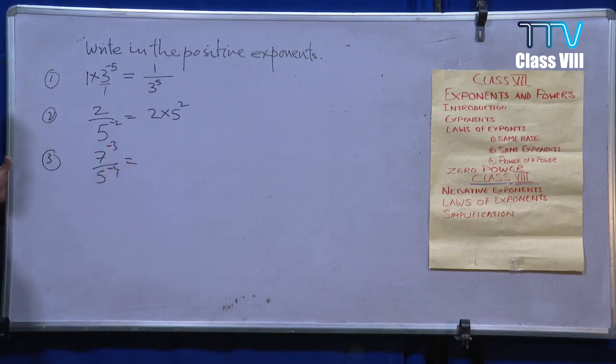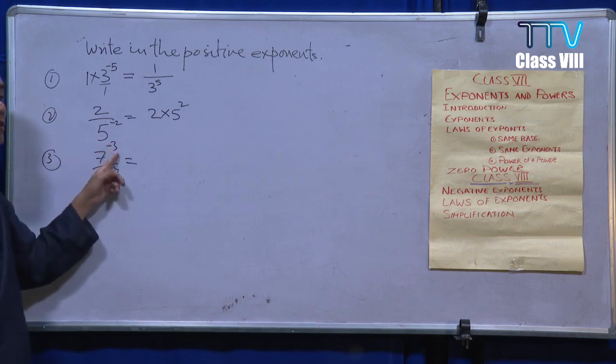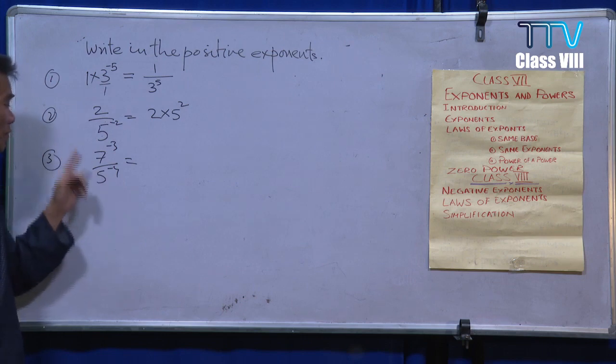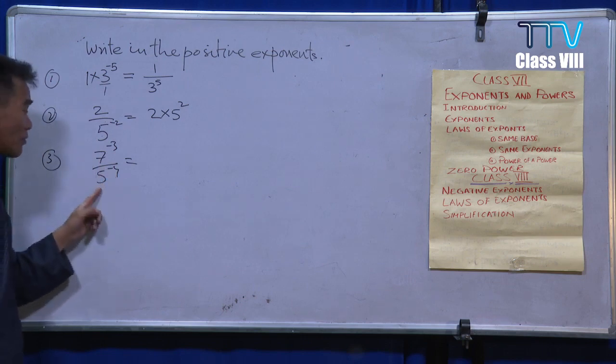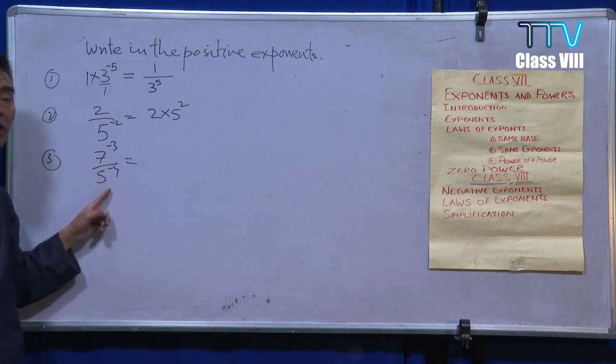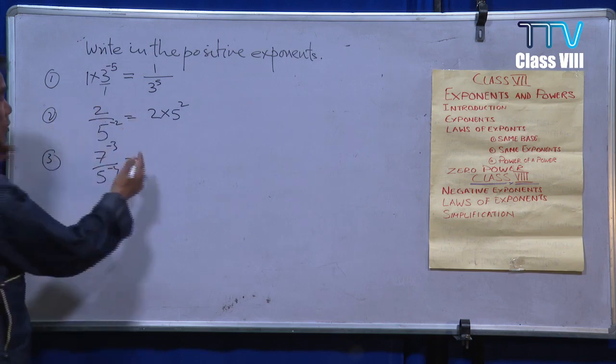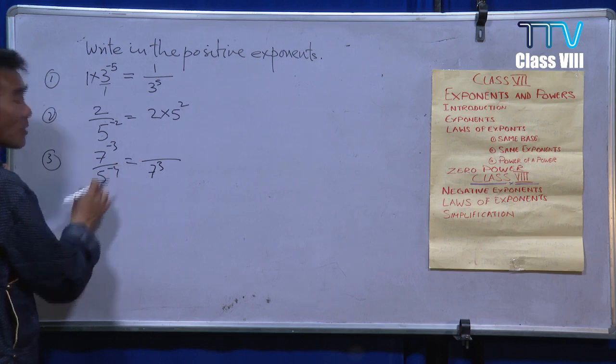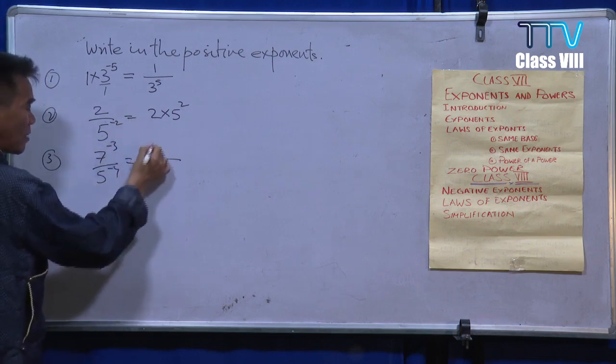Understand? 7 raised to power negative 3 becomes 7 raised to power 3. 5 raised to power negative 4 becomes 5 raised to power 4. Negative power changes in this case.